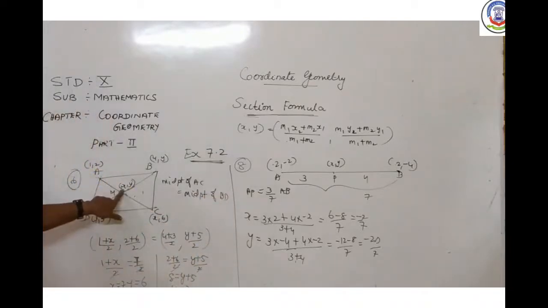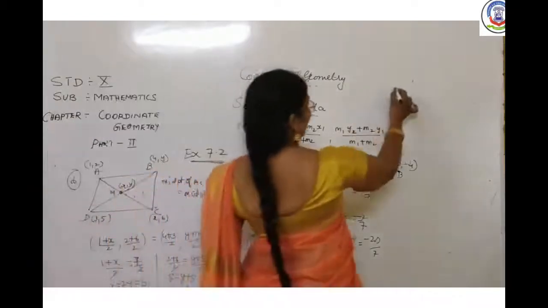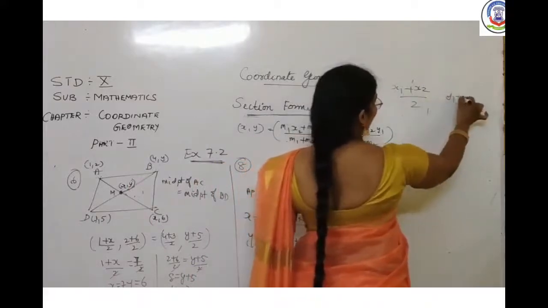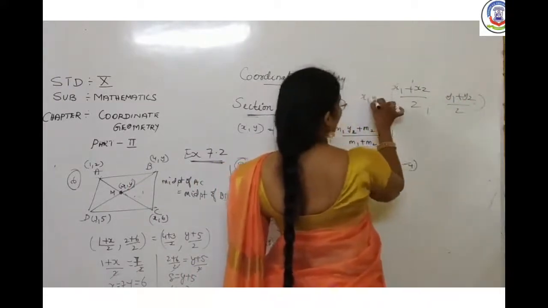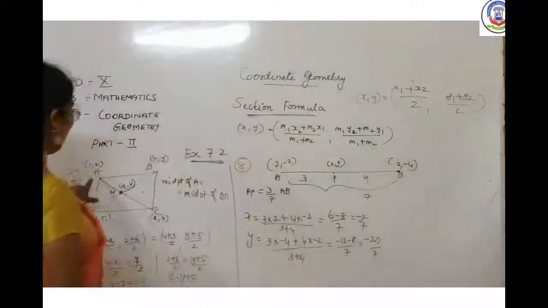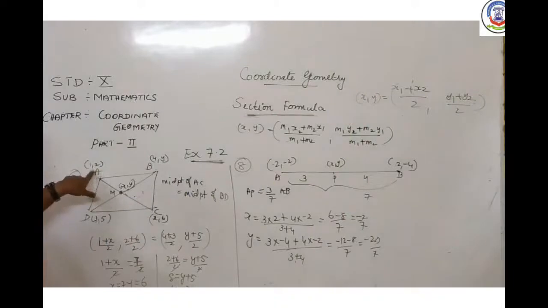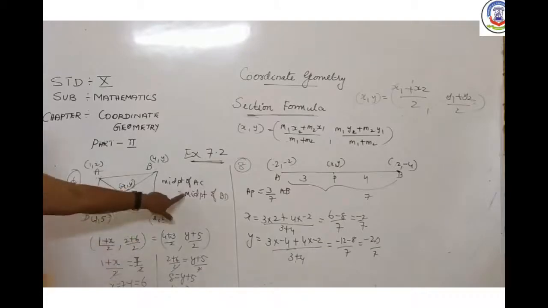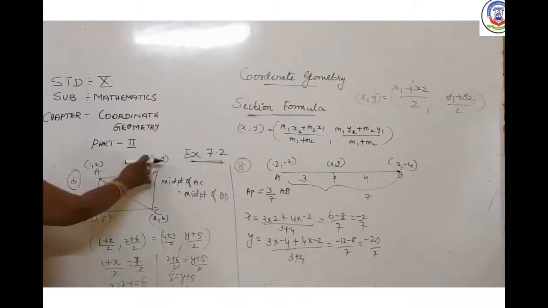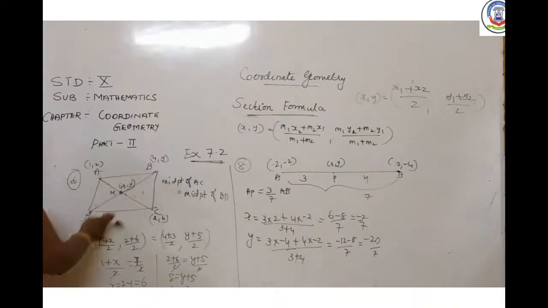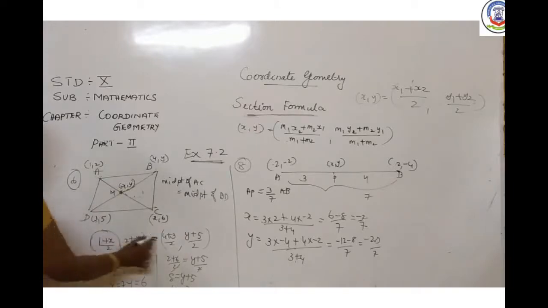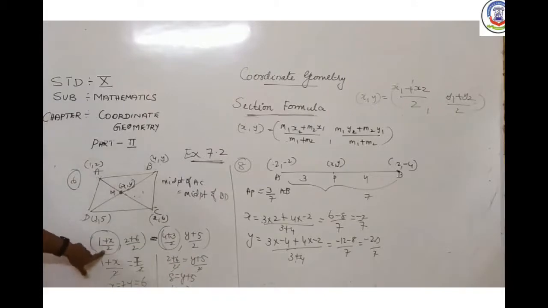Now when you write the midpoint of AC, we already learned that formula. What was the formula? The midpoint is x1 plus x2 by 2 comma y1 plus y2 by 2. This one you already learned. Now using that, the midpoint of AC is 1 plus x by 2 and the y coordinate will be 2 plus 6 by 2. This is equal to the midpoint of BD, which is 3 plus 4 by 2 and comma y plus 5 by 2. Now we can equate this x coordinate with this x coordinate. That means 1 plus x upon 2 is equal to 7 upon 2. 2 will be cancelled, so x is equal to 6.